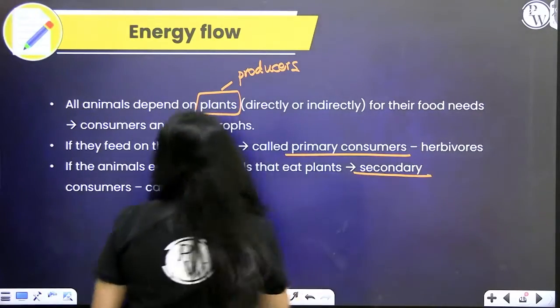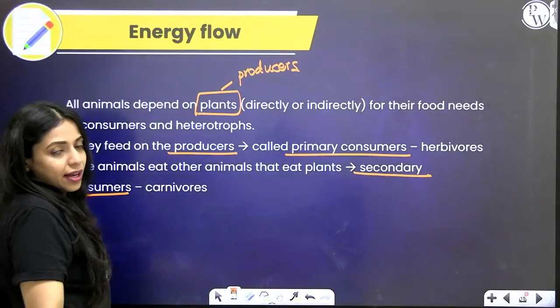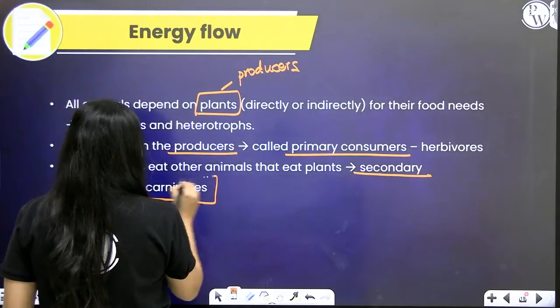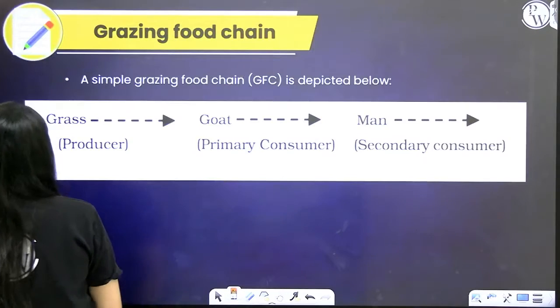If an animal eats another animal that depends on the plant, so it indirectly depends on the plant, then we call them secondary consumers. Who are the secondary consumers? The carnivores, right? These are terms that you should understand.